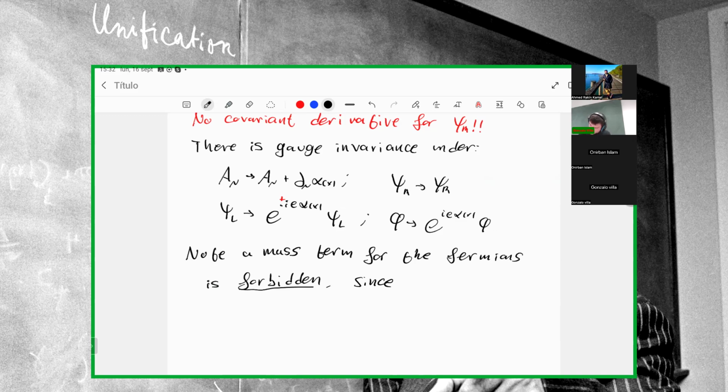Because I would need something like psi L bar psi R to get a mass, and this transforms to give me e to the alpha, which is not gauge invariant. So I cannot put this combination in the Lagrangian, not by itself at least.